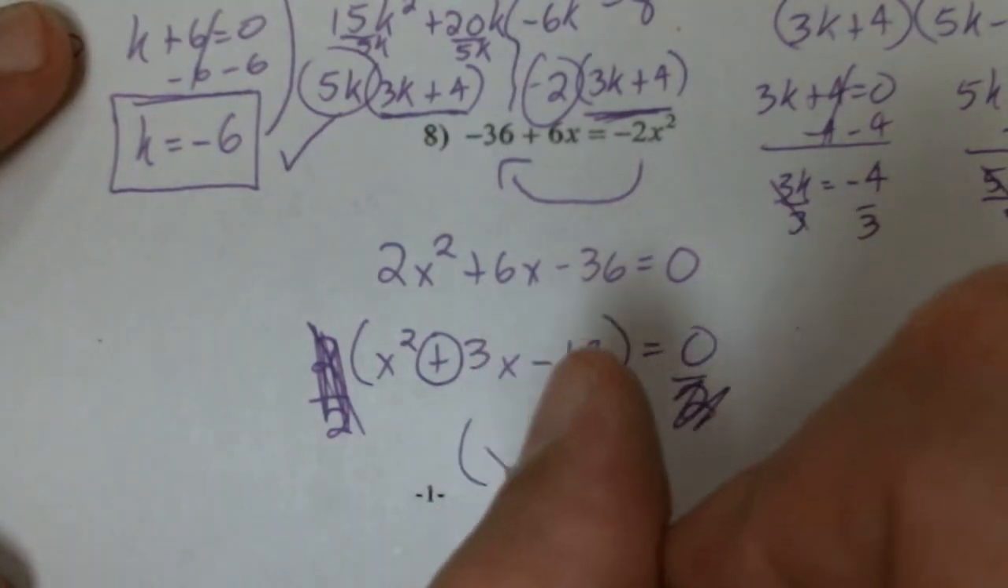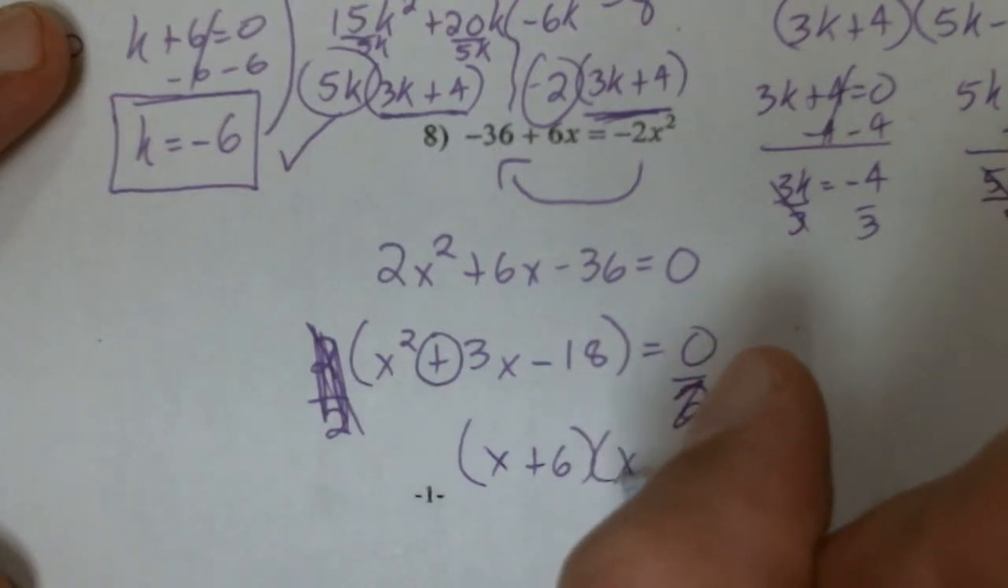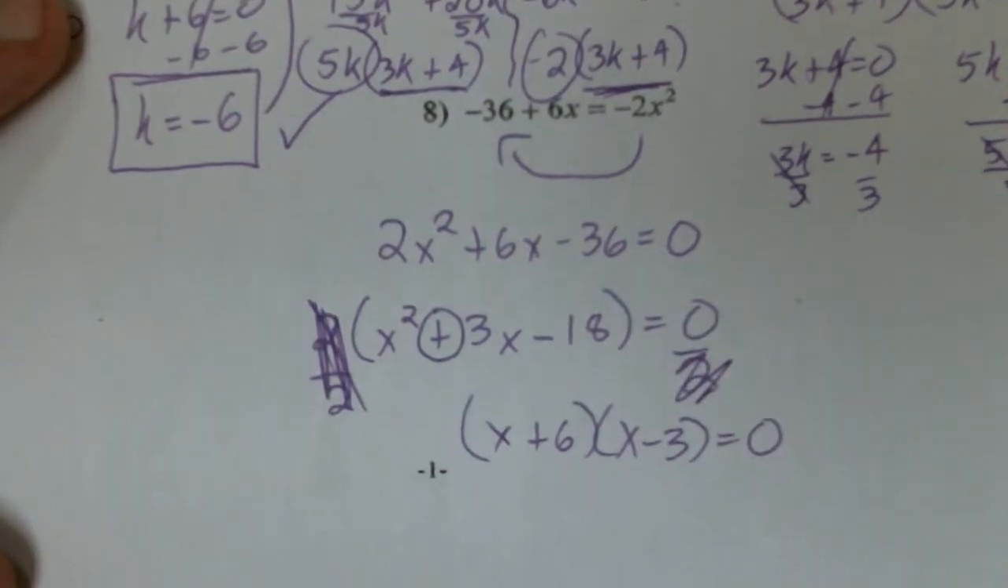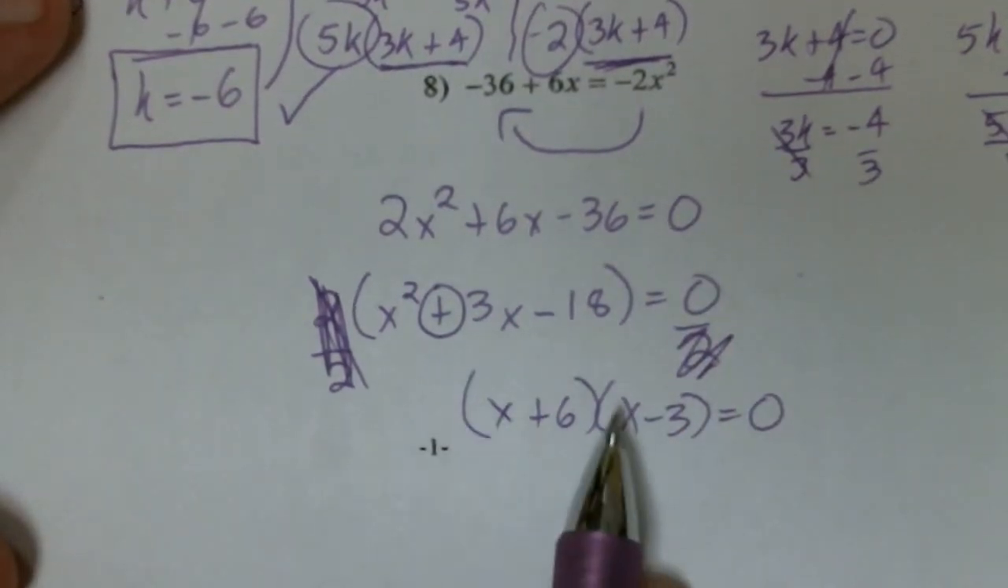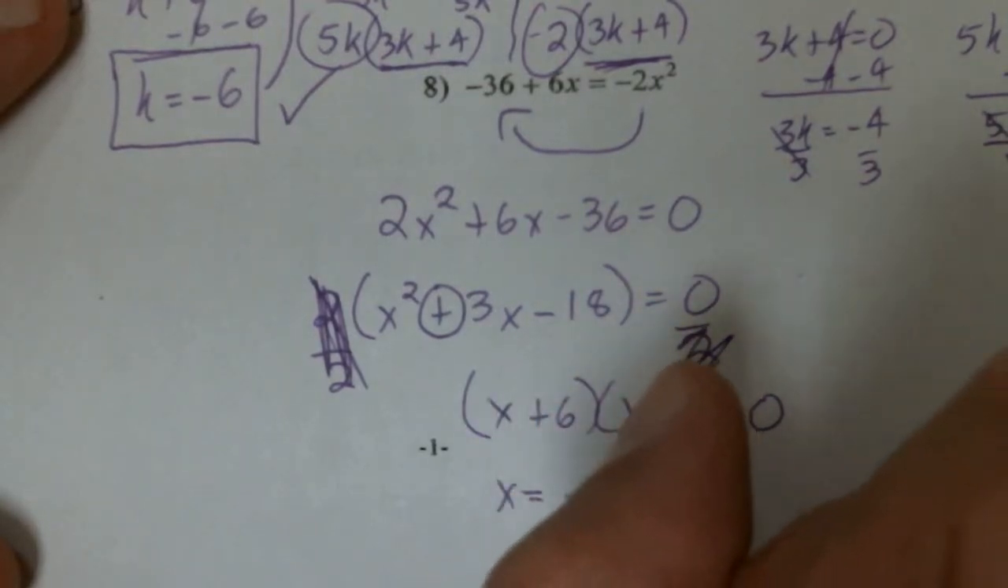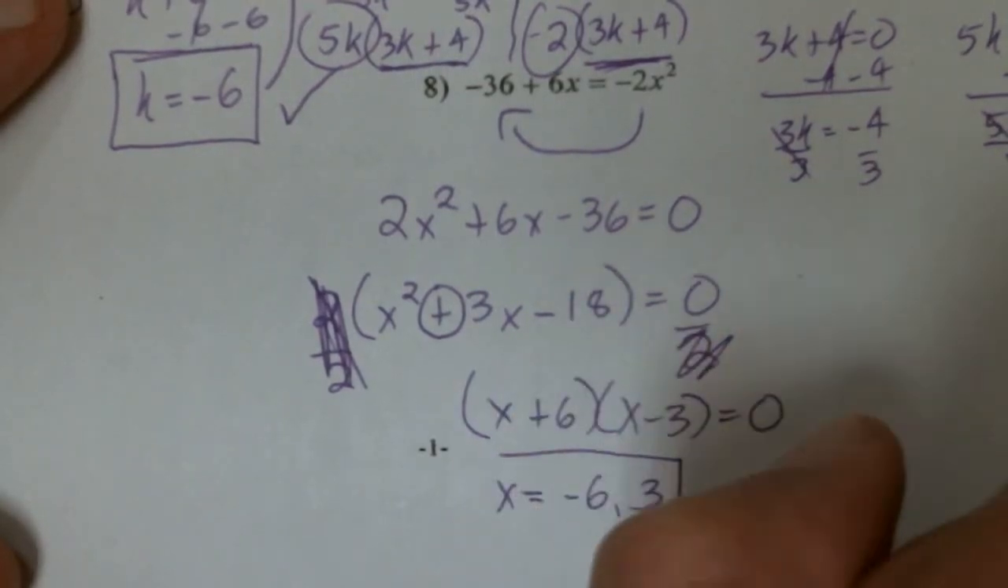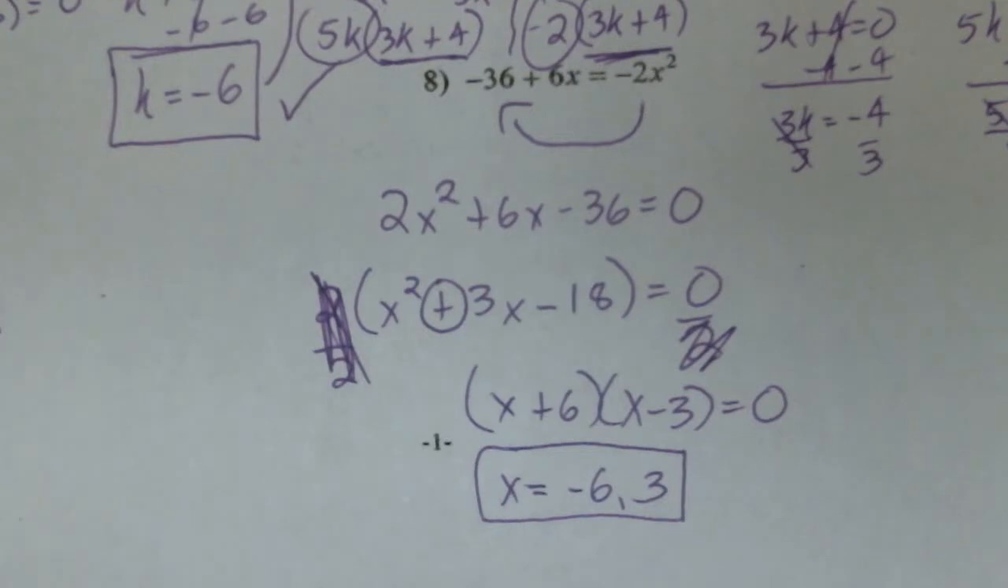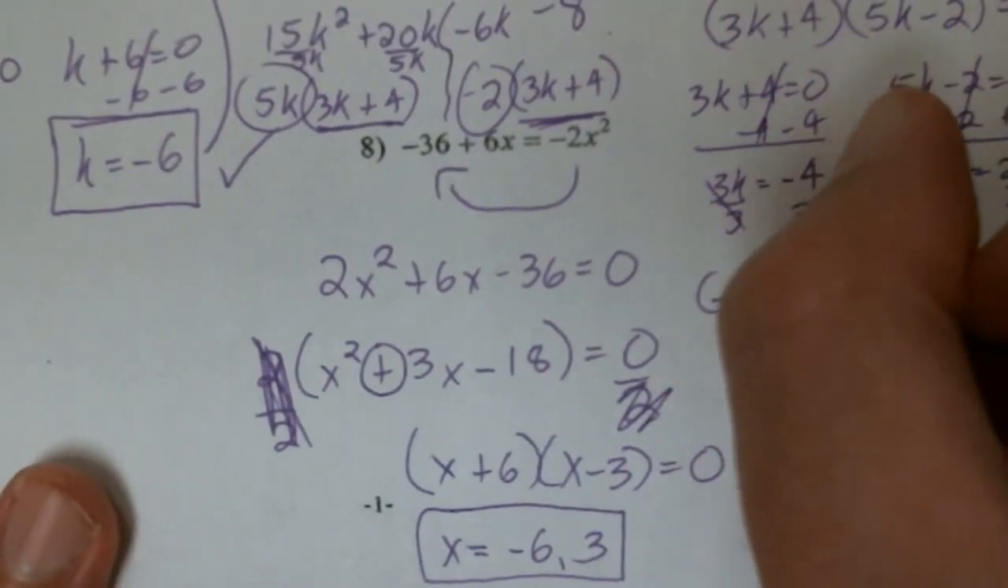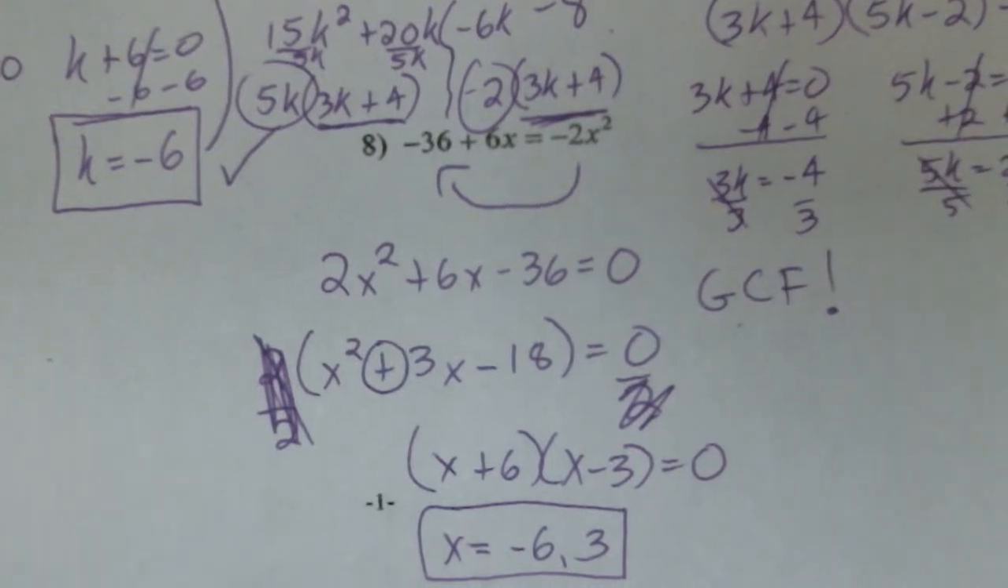So this is going to factor as x plus 6 times x minus 3 equals 0. Both coefficients are 1, so flippy flip. X is equal to negative 6 and positive 3. That is your answer. Okay, so I'm going to write GCF. Factor out that GCF always, if you can, guys.